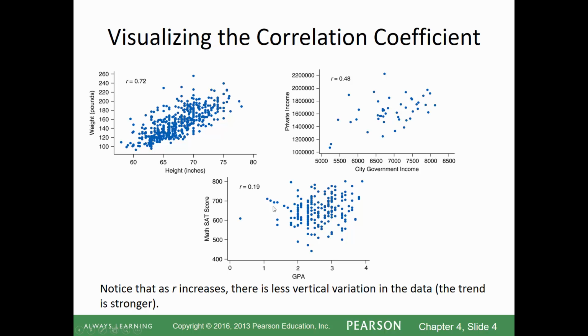And then down here we have an R value that's pretty close to 0, 0.19. You can see there's really not a linear correlation at the bottom here, between GPA and math SAT scores. It says, notice that as R increases, there is less vertical variation in the data. The trend is stronger. The highest R value here would be the first scatter plot we looked at, and notice that seems to fit more of a linear trend, where these are more scattered.